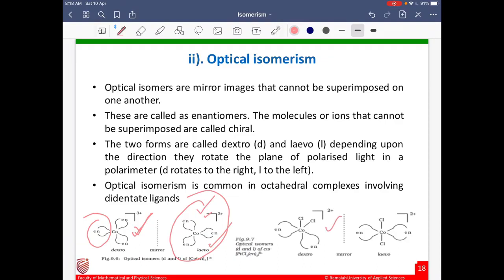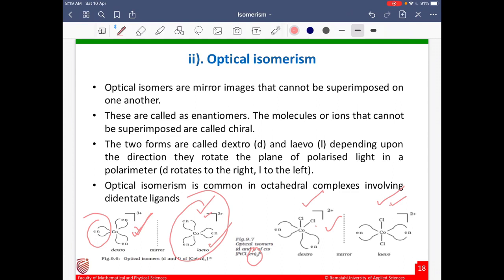[PtCl2(en)2]2+, an octahedral complex with 2 bidentate ligands. Here we can see one structure and its mirror image. Try to superimpose the mirror image with this image. We know that they are not superimposable. If they are not superimposable, they are enantiomers.